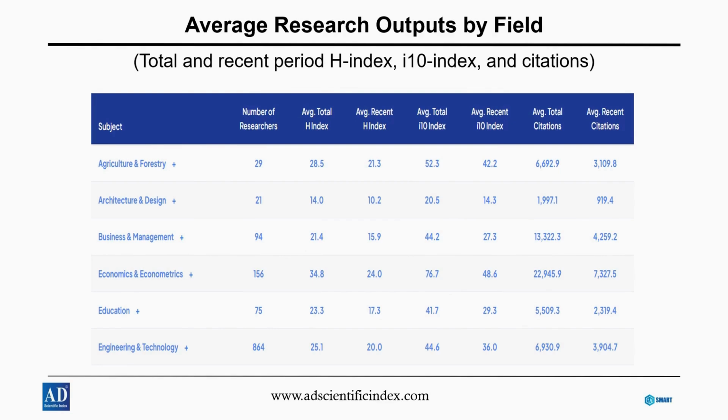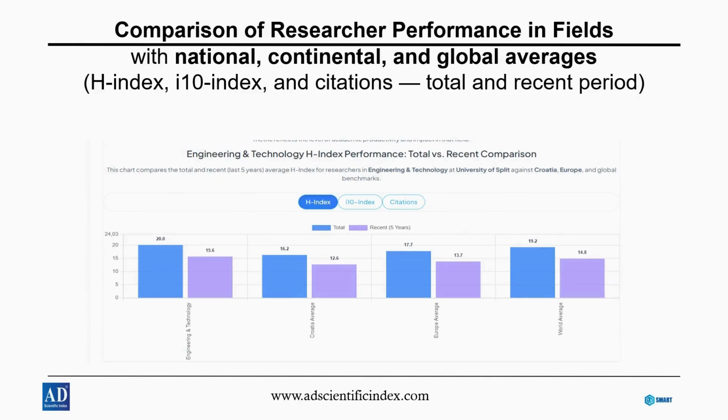The table presents the average research outputs for each academic field, showing both total and recent performance. It highlights the number of researchers in each field along with their average H-index, I-10 index, and citation counts. Economics and econometrics stands out with the highest average total citations and strong recent H-index values. Engineering and technology also shows high researcher volume and consistent performance. Fields like agriculture and forestry and architecture and design have fewer researchers but still display meaningful contributions. Overall, the chart provides a clear comparison of how research productivity varies across major academic disciplines.